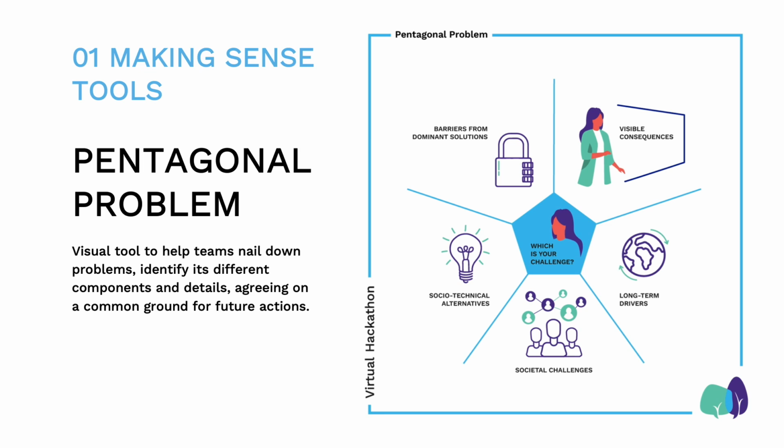Sense-making tools. Pentagonal problem. The pentagonal problem is a visual tool to help teams to nail down problems, identify its different components and details, agreeing on a common ground for future actions. Use it whenever you face a complex problem with multiple sides, perspectives, and degrees that make it difficult to define in a single sentence or paragraph.